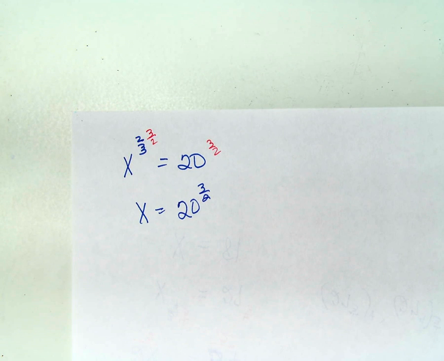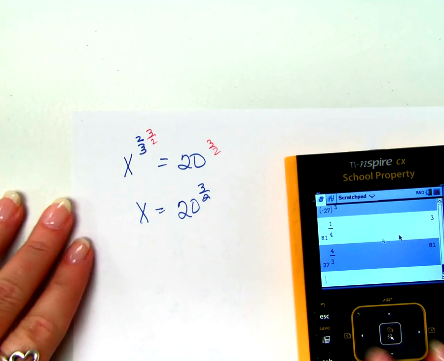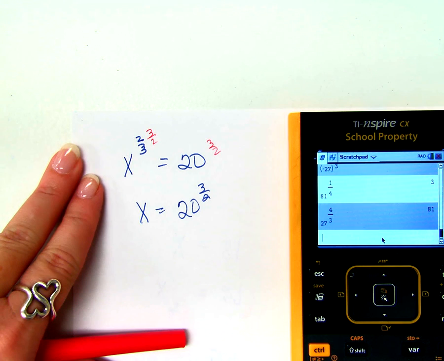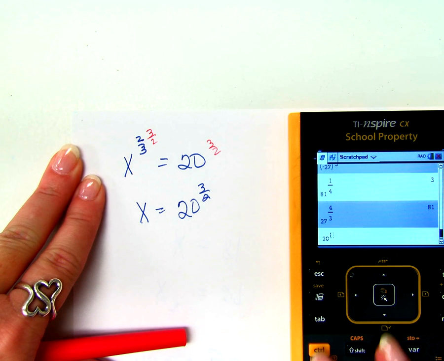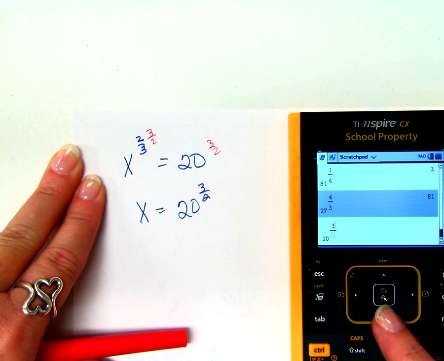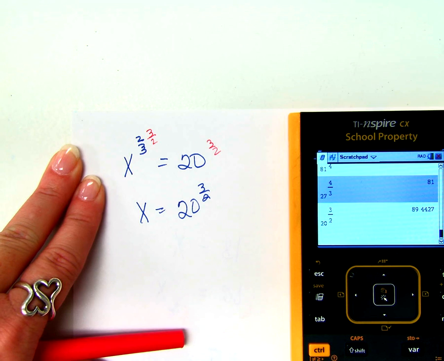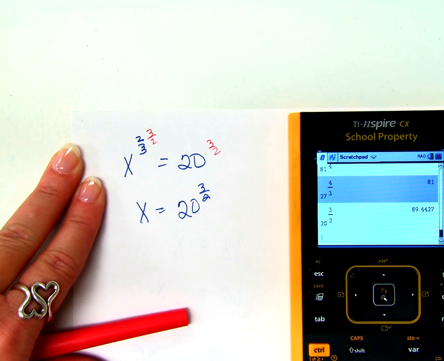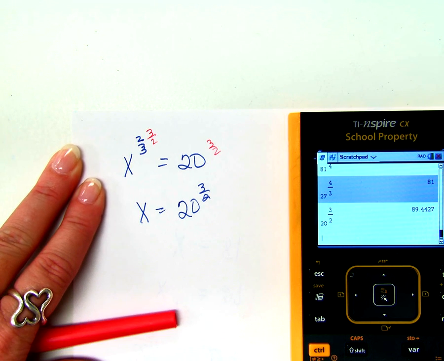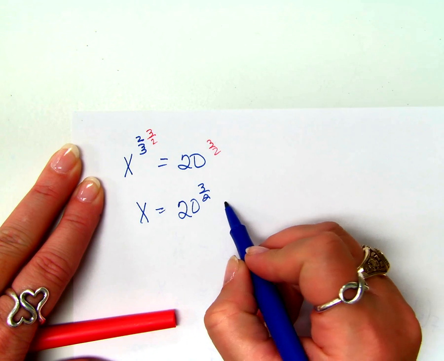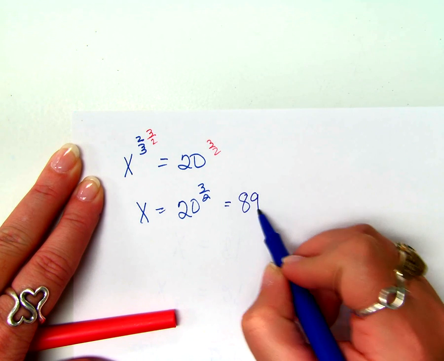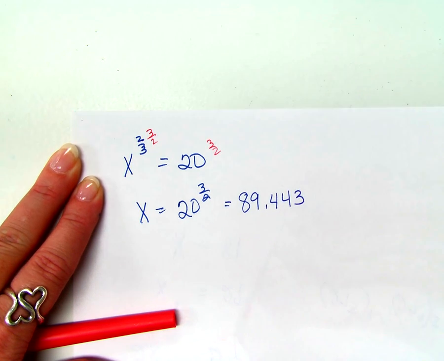Okay? However, I have my friendly neighborhood calculator here that I could say 20 raised to the 3/2 power. And it would tell me that it's 89.443. Right? If it said round to the nearest thousandths, I would want 89.443.